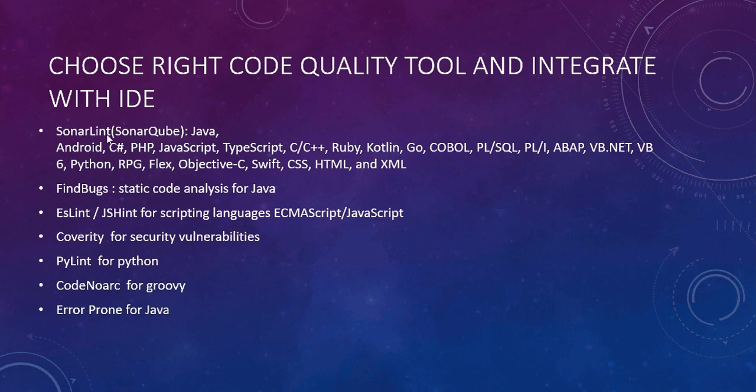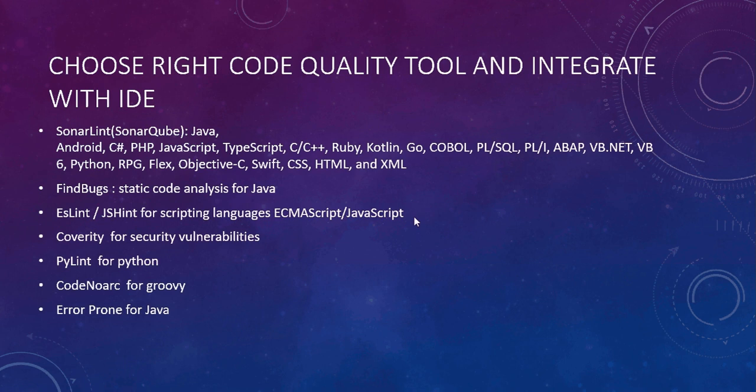Now you can add SonarLint in your IDE. Once you write a piece of code, on the fly it is going to tell you what is correct and what is incorrect as per the standard, so that you can fix it and move on. And the next one is FindBugs. This is a static code analysis tool for the Java language. ESLint and JSLint are for scripting languages like ECMAScript or JavaScript. Now, if you integrate ESLint or JSLint in your IDE and develop any piece of code for JavaScript or ECMAScript, on the fly you are going to get feedback, and it will also identify the code quality issues.